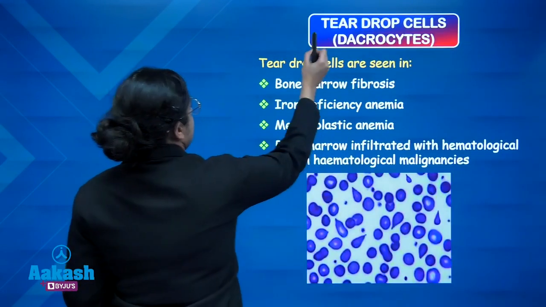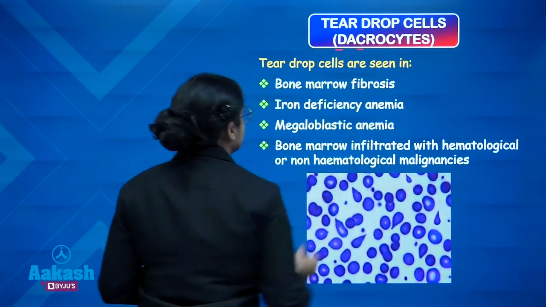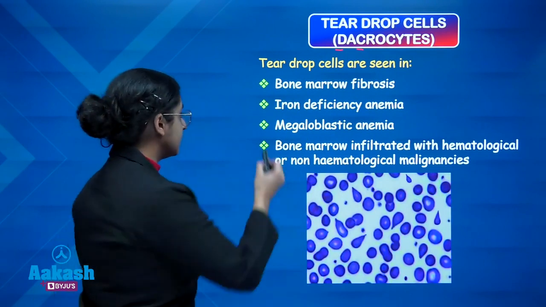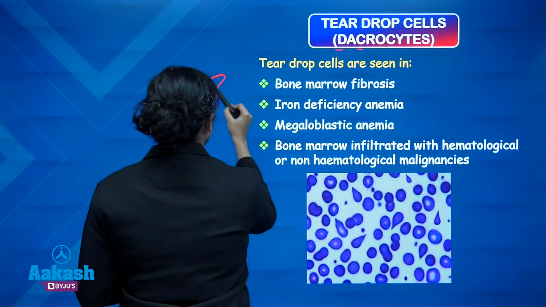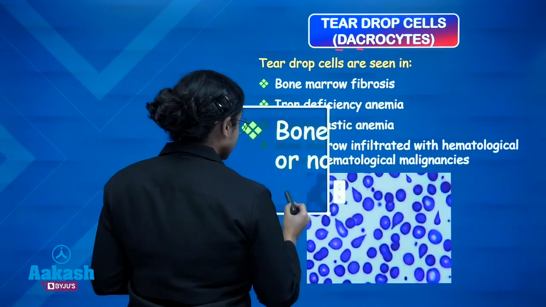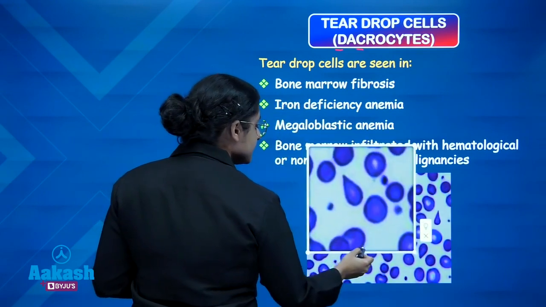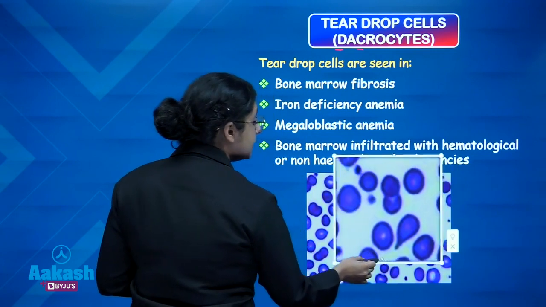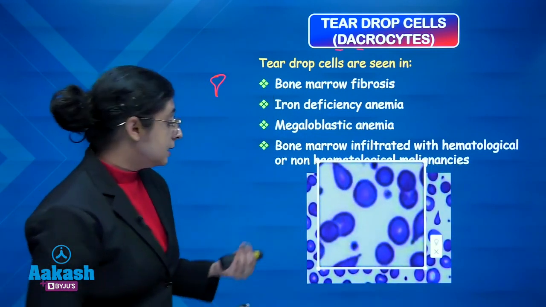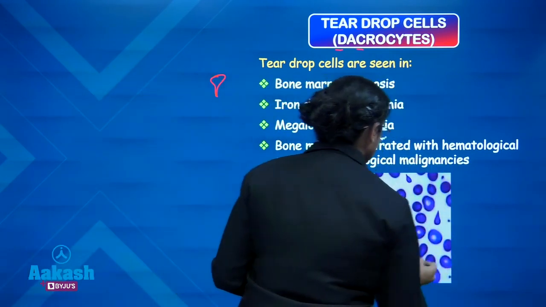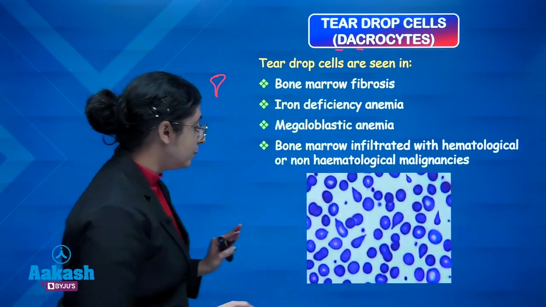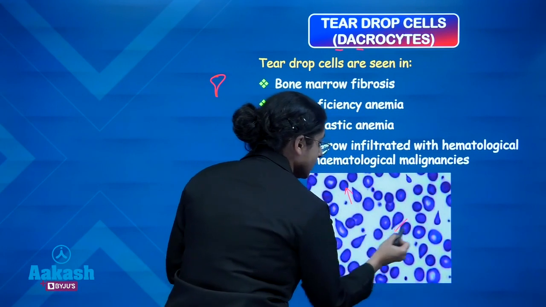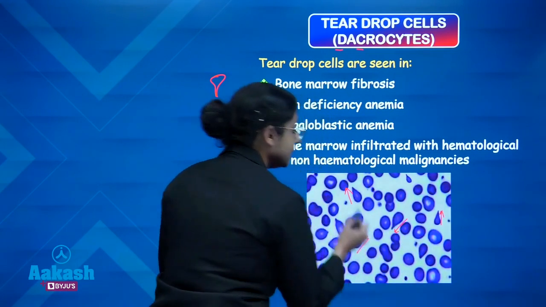Next is teardrop cells. Teardrop cells are also called dacrocytes. Now why are they called teardrop? Because they look like a tear dropping down. Let me zoom into the image. Now do you see these teardrop cells where the tail is pointing towards different directions? This means that there is some underlying pathology. If it would have been an artifact, they would have pointed in the same direction, but here they are pointing towards opposite directions. So these are the teardrop cells.